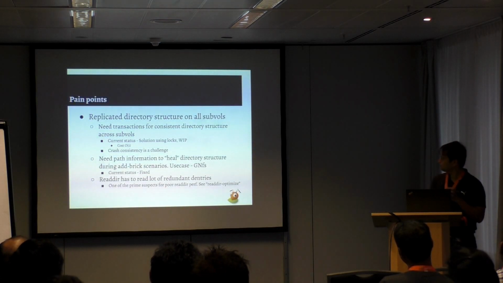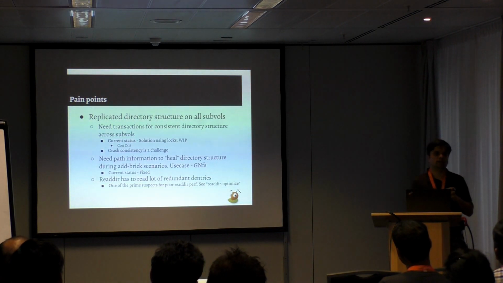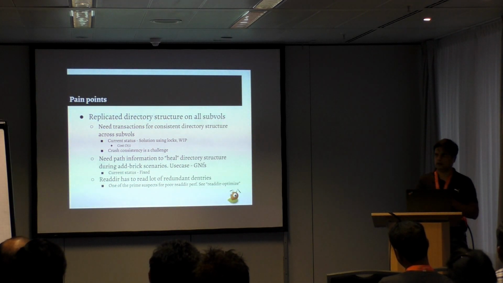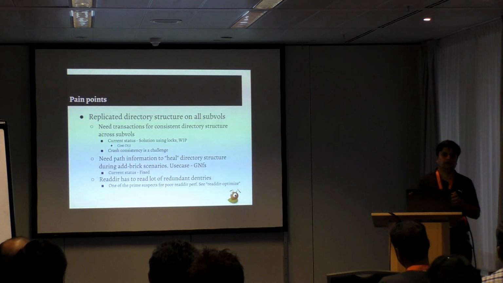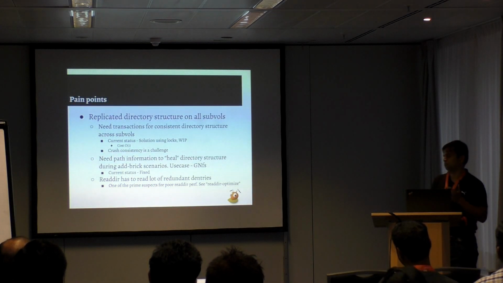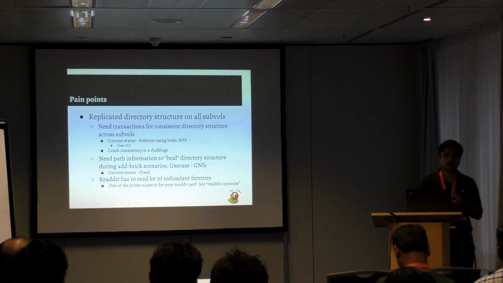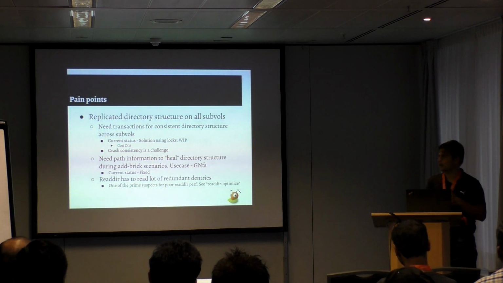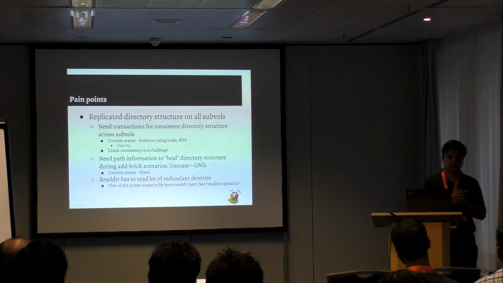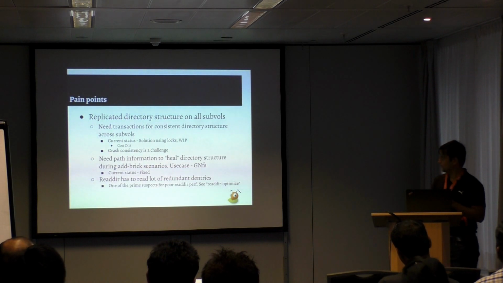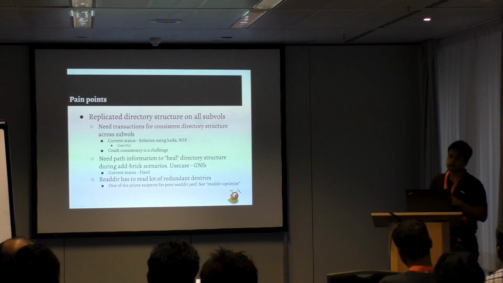One of the main pain points is the replicated directory structure across all the subvolumes of a DHT, and it's not trivial to maintain that mirroring of the directory structure. One of the common issues we faced is the lack of transactions. DHT, till quite recently, didn't have transactions to maintain the atomicity of directory operations like mkdir, rmdir, or renamedir. That resulted in a lot of inconsistencies.